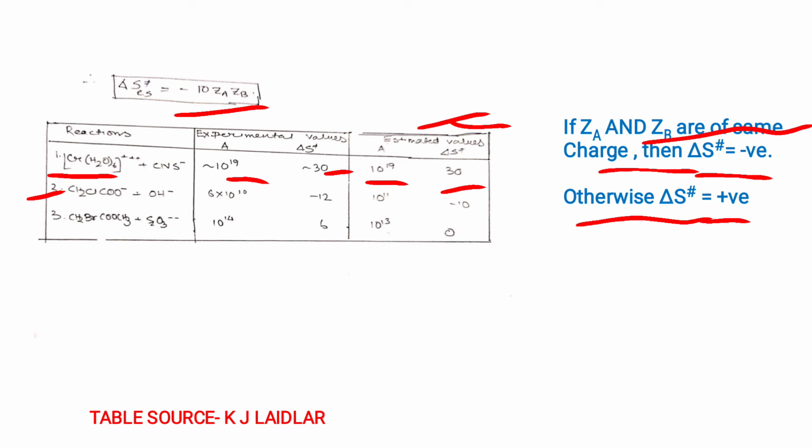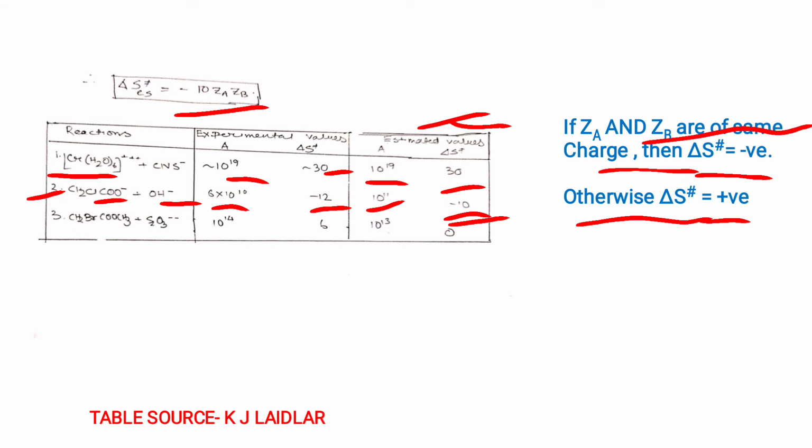Next example is a reaction between anions, so they are of the same charges. In this case the theoretical value is 10 to the power 11 and 10 to the minus 10. So as we can see, if the charges are the same, then delta S will decrease. So obviously here it is minus 12, it decreases from this value minus 10, and this A also decreases.